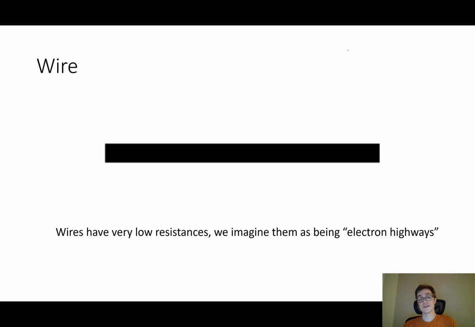Let me tell you what each part is. A straight line is a wire. Wires are substances with very low resistance, and we imagine them as being electron highways. Wires are basically things that electrons can slide through without being stopped.